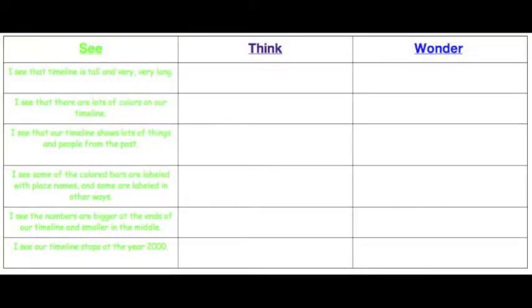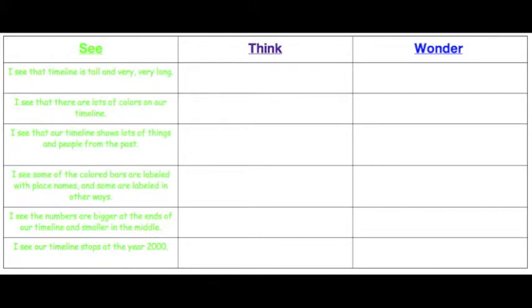Let's talk about some of the things we noticed about our timeline. Most of you said, I see that the timeline is tall and very, very long. Some of you said, I see there are lots of colors on our timeline. Some of you also said, I see our timeline shows lots of things and people from the past.